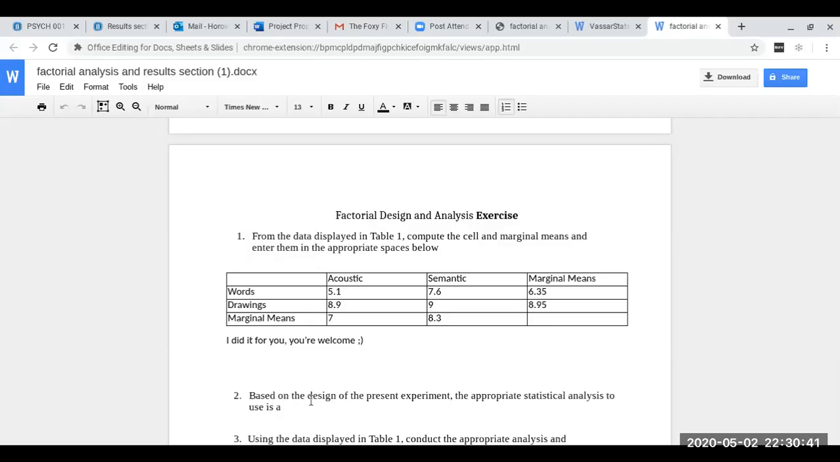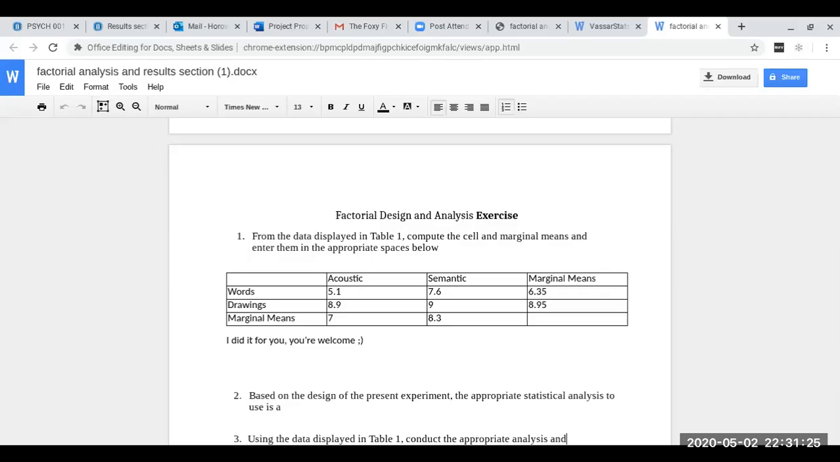Based on this design in the present experiment, what is the appropriate statistical analysis to use? Remember what I said at the beginning of this lecture. If not, you can rewind and go back. But I'll go over it really quickly. If you have 2 means to compare, if we were only comparing N and I, like the Stroop task, then you would only do a t-test. A t-test is to compare 2 group means. If you had 3 means or more, you would use what's called an ANOVA, or analysis of variance.